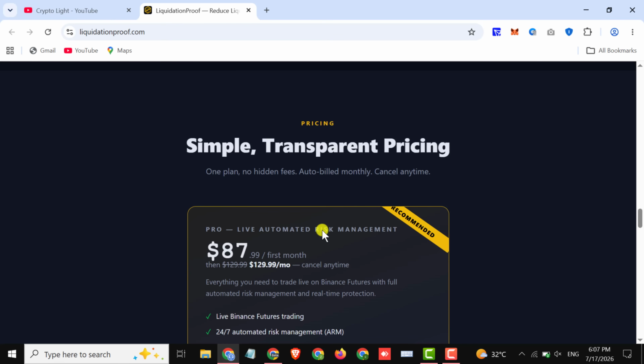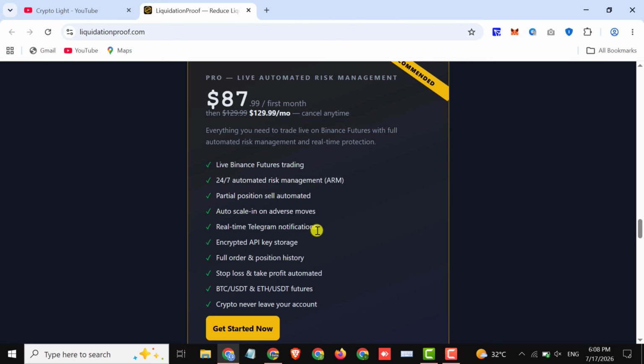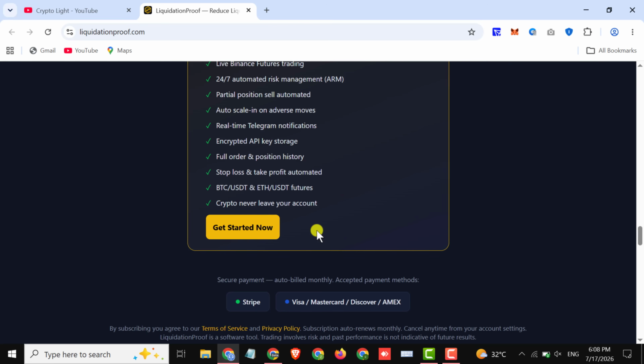Now I'm telling you who it is for. If you are an active Binance International Futures trader focusing on BTC USDT or ETH and you are looking for an automated way to manage liquidation risk while keeping full control of your funds, LiquidationProof may be worth exploring. Because your assets stay inside your own Binance account, you continue to maintain custody while using automated position management. Here you can check out all the details right here.